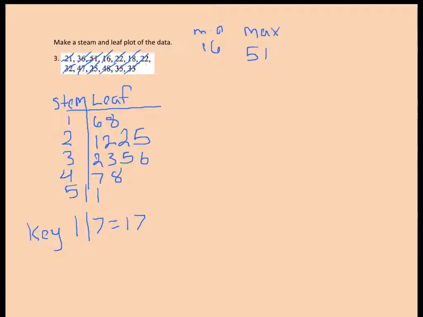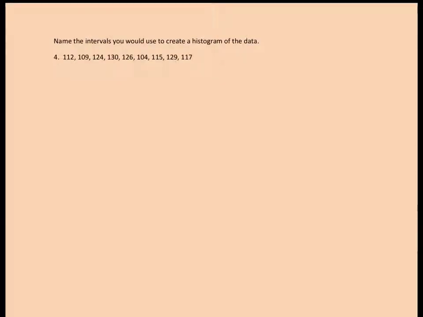1, 2, 3, 4, 5, 6, 7, 8, 9, 10, 11, 12, 13. And again, 13. So we made it correctly. Alright? So there's the stem and leaves.